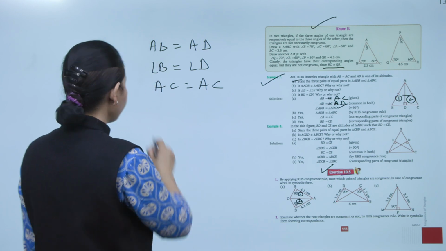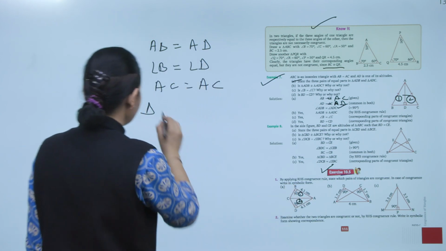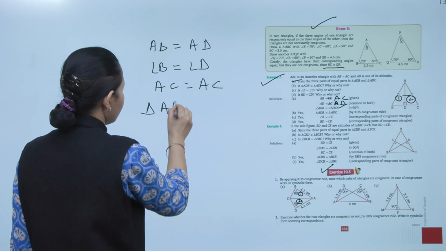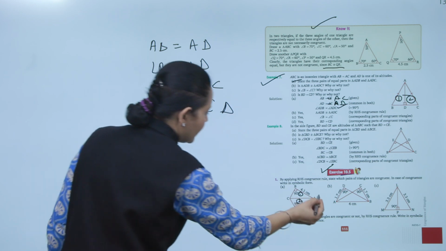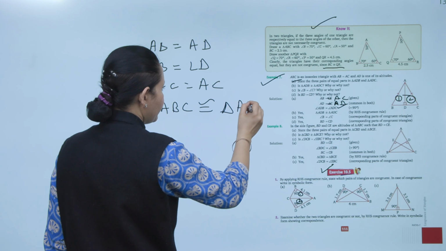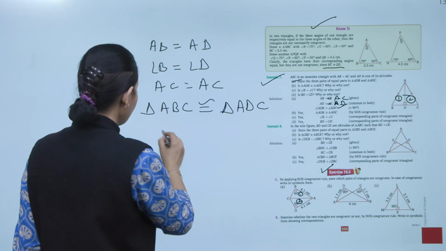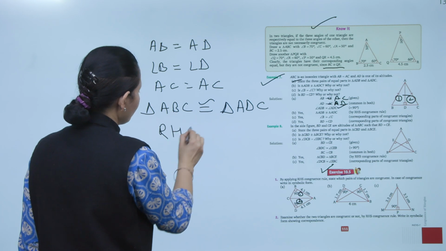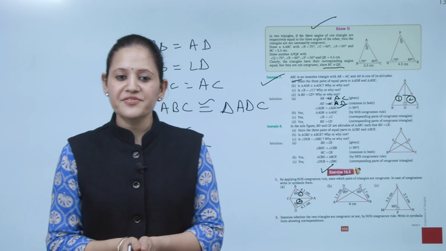So we can say triangle ABC is congruent to triangle ADC by RHS congruency. Clear? Practice all the questions of this exercise.